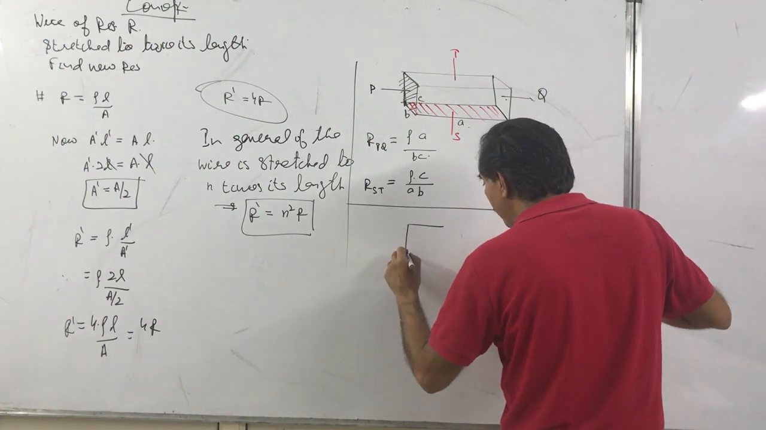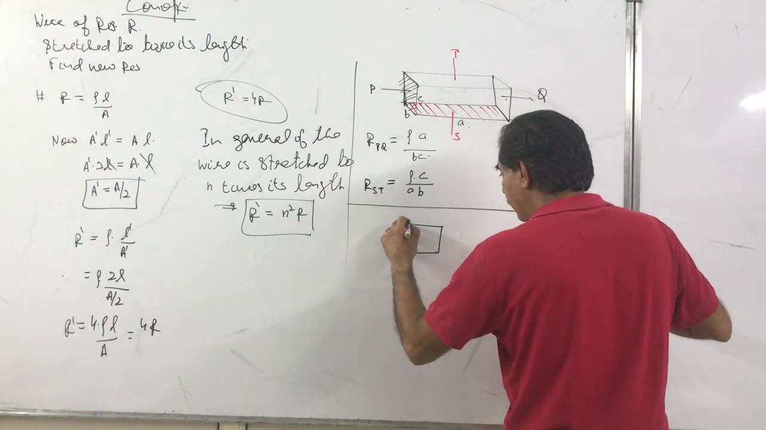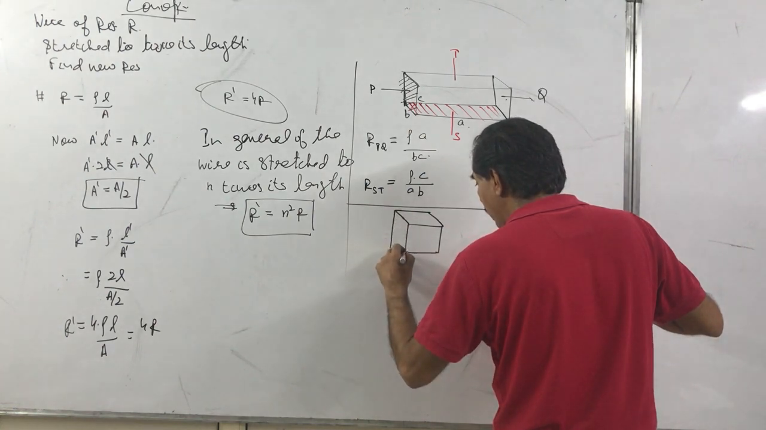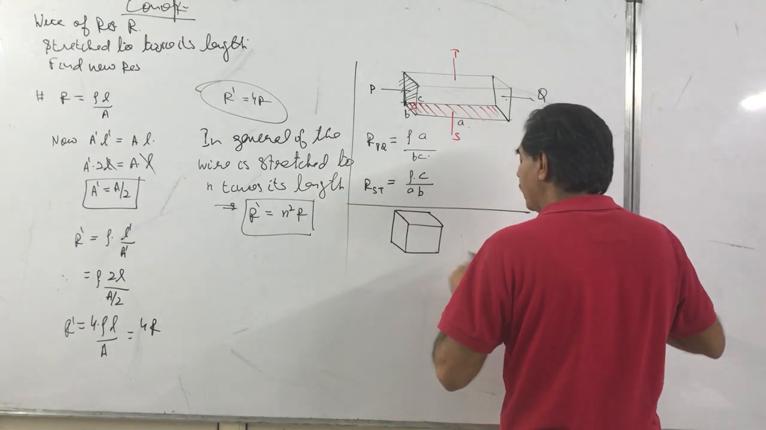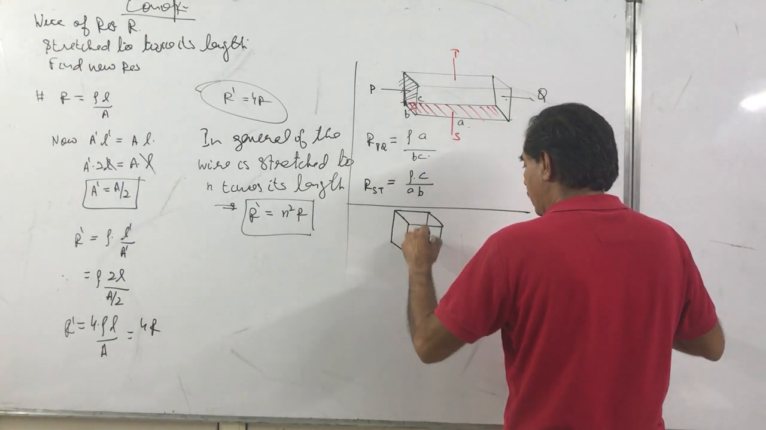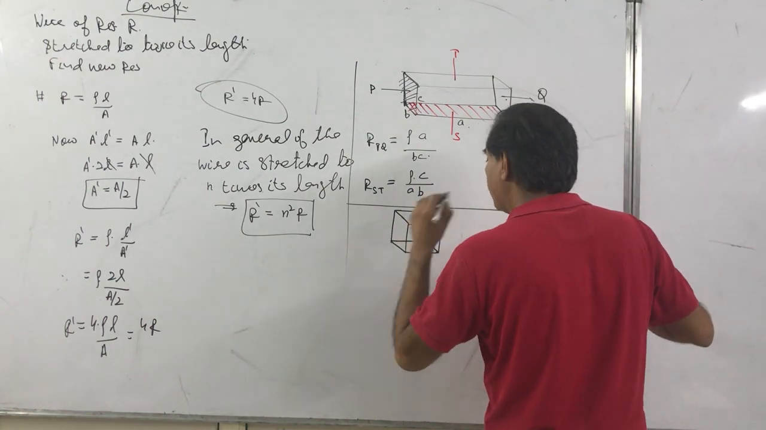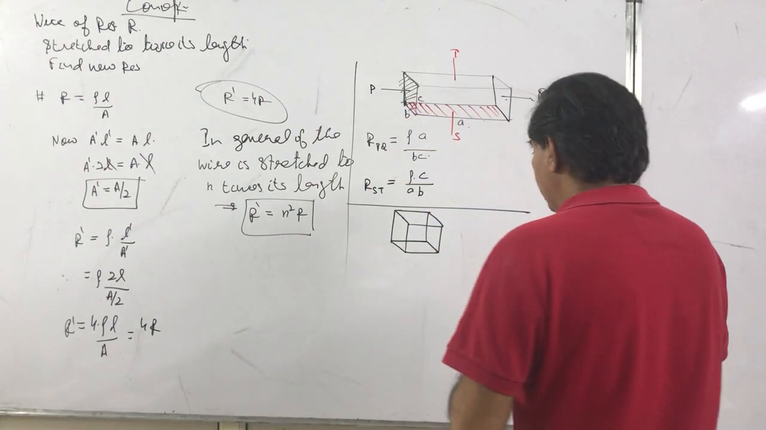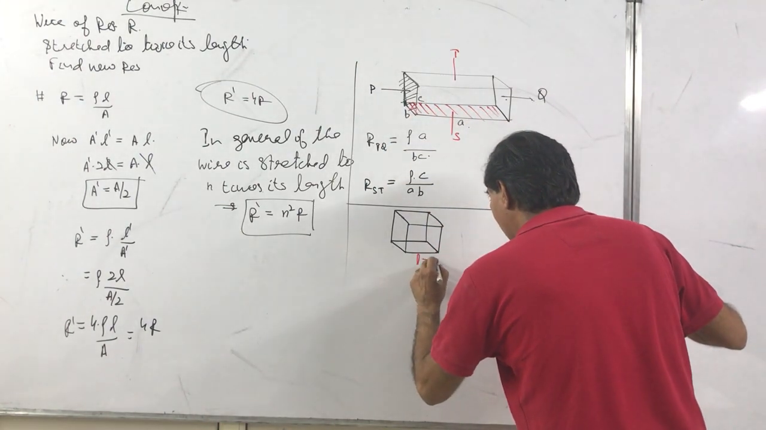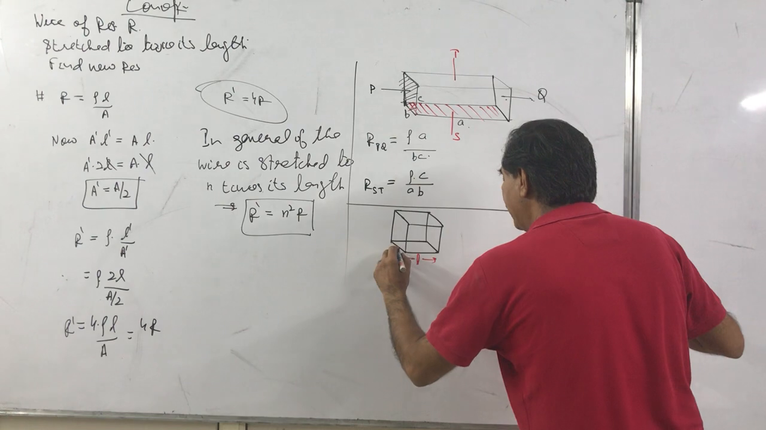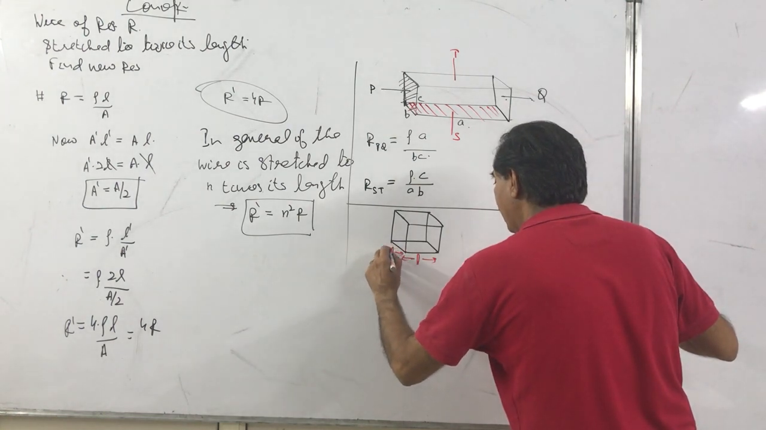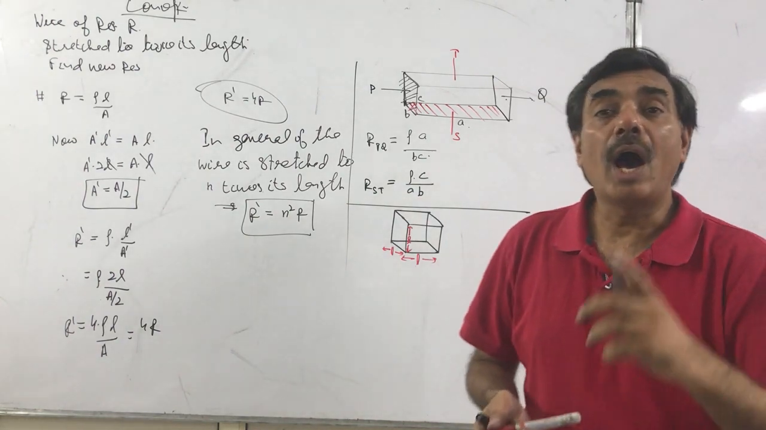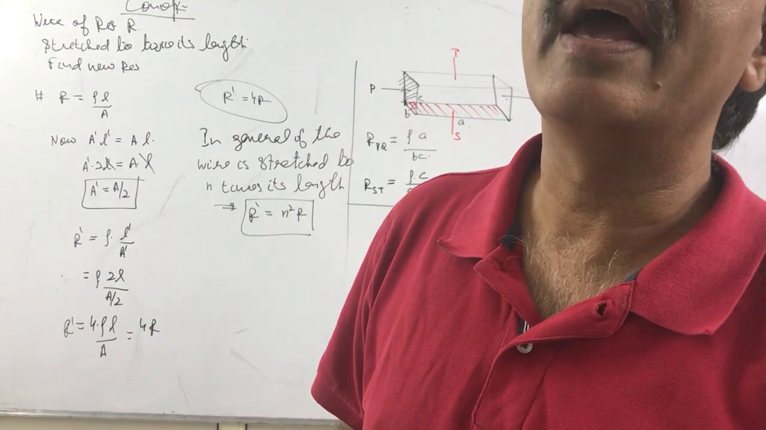एक और अब तो शुरू हो गया। मेरे पास एक क्यूब है, a cube, the length is L, the breadth is L, and the height is also L. He says, how does the resistance depend upon L?